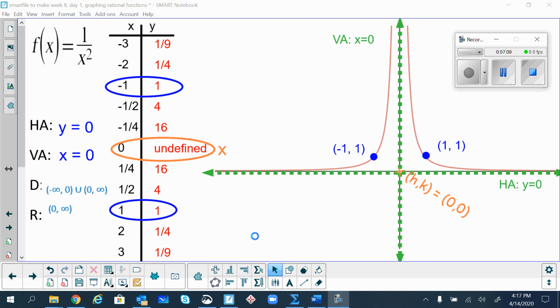So whenever we're graphing a parent function, 1 over x squared, or making transformations with the function 1 over x squared, the general shape will look like this. There'll be two parts, and both of the parts of the function go in the same direction. Let's take a moment to see what the transformations for these rational functions will look like.